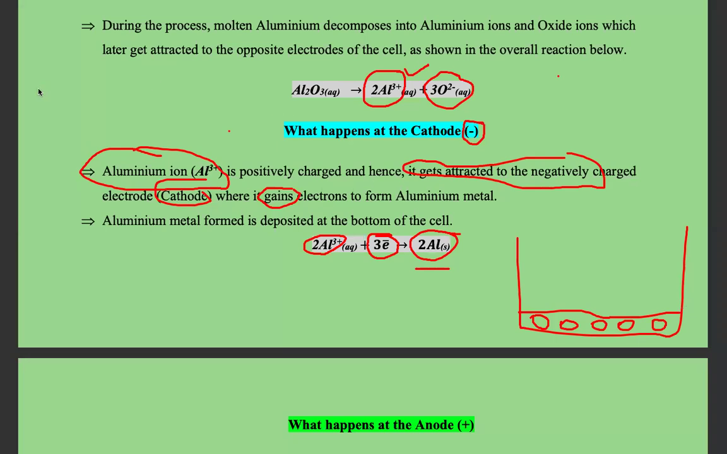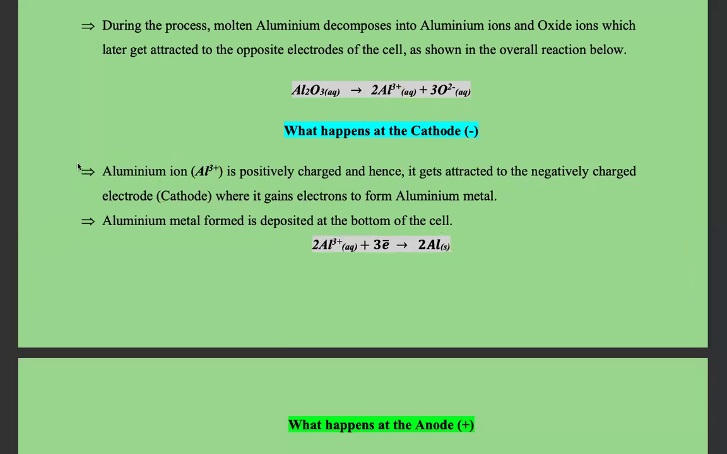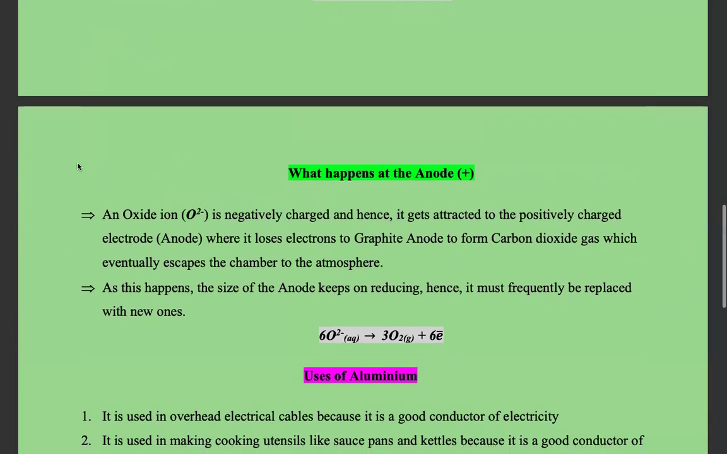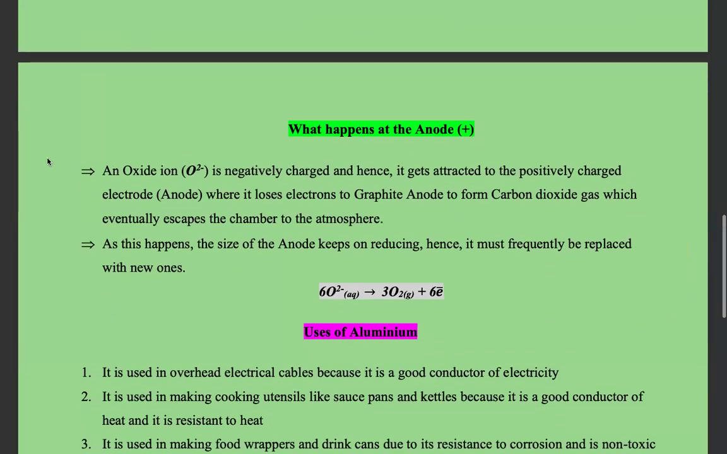Then we are done with the aluminium. Let's see what happens now at the anode, which is on top, which is a positively charged electrode. Because the anode is positively charged, and these ions of oxygen are negatively charged, we also expect them to be attracted.